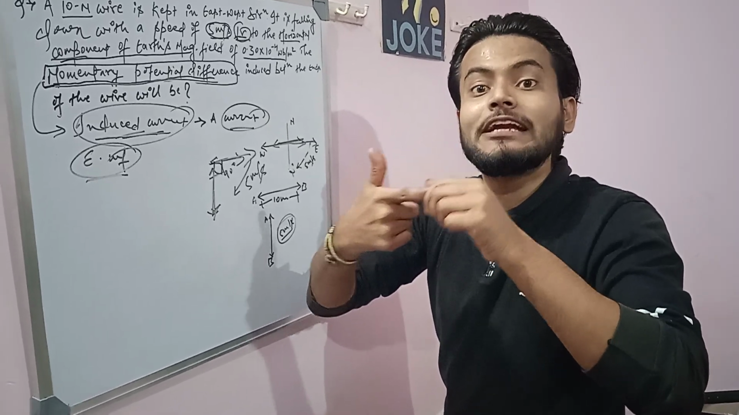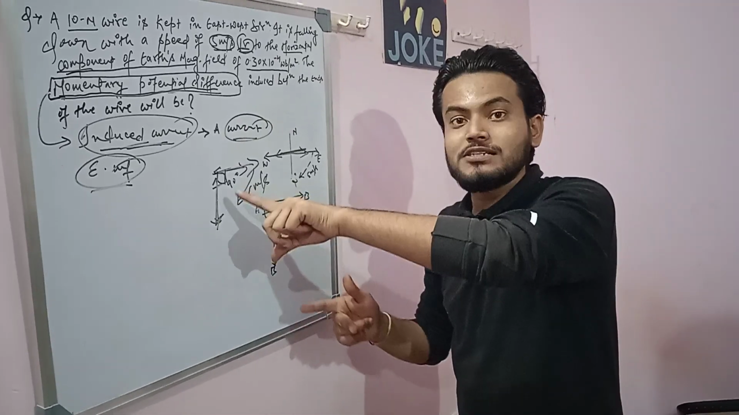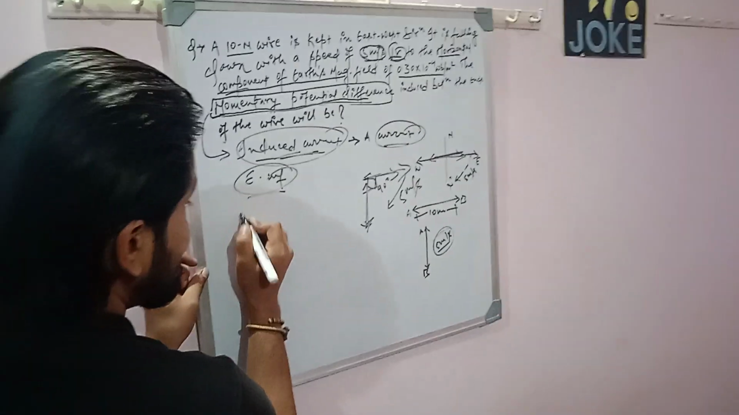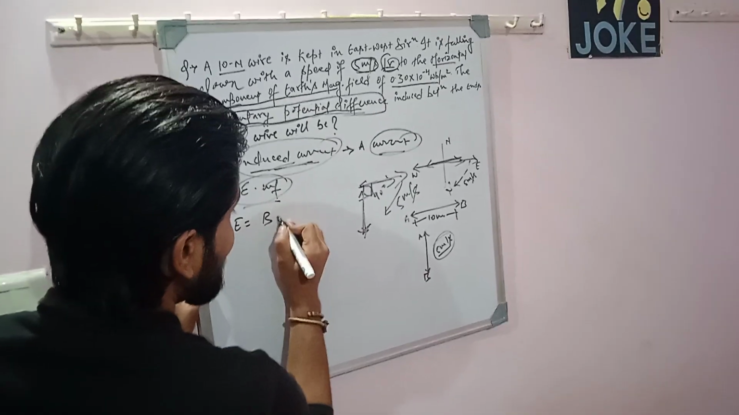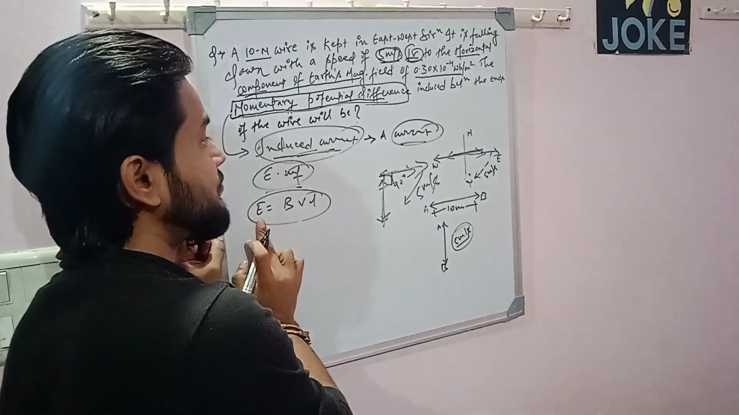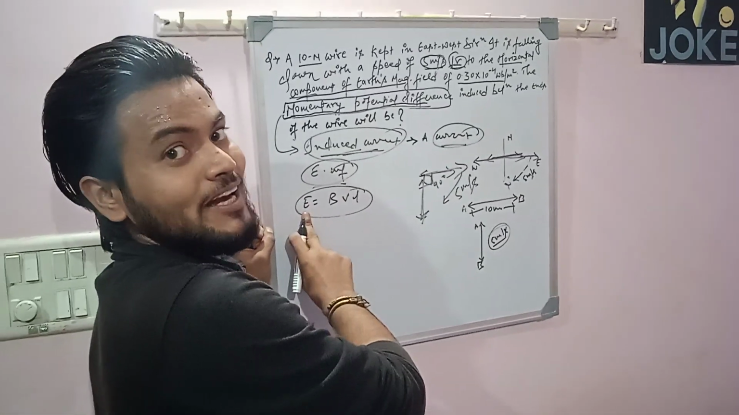It shows the magnetic field according to Fleming's right hand rule. Whenever all these three components are perpendicular, we use the formula E = BVL. This is the formula for calculating the induced EMF in electromagnetic induction.